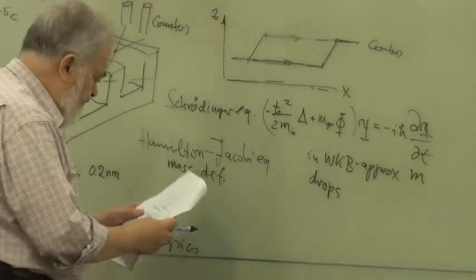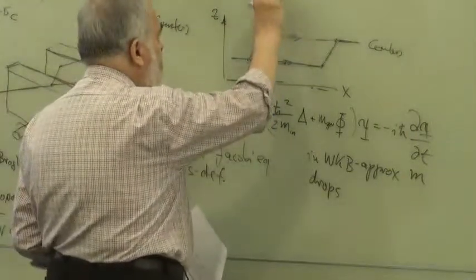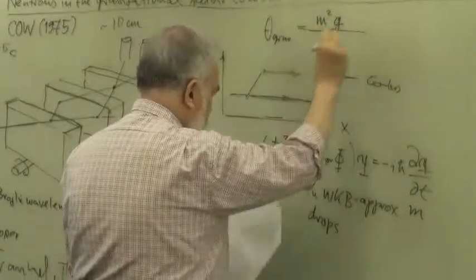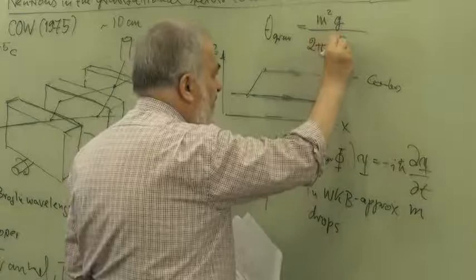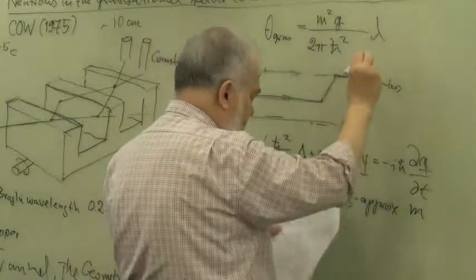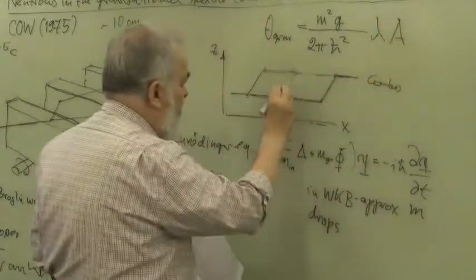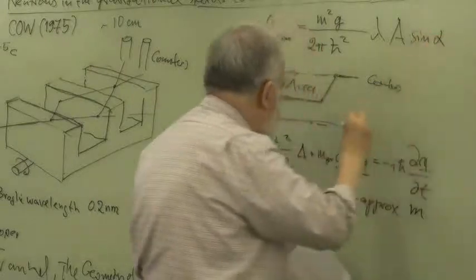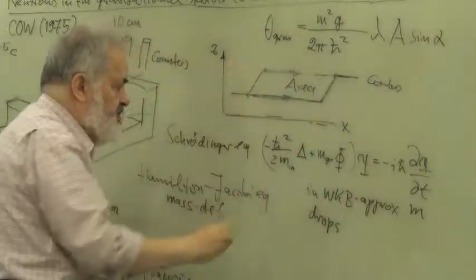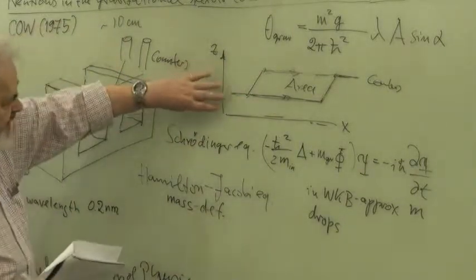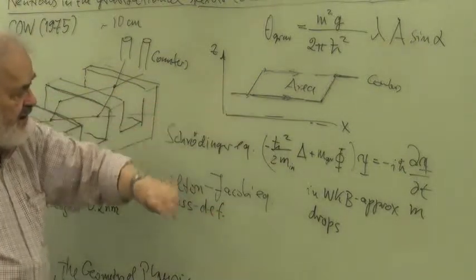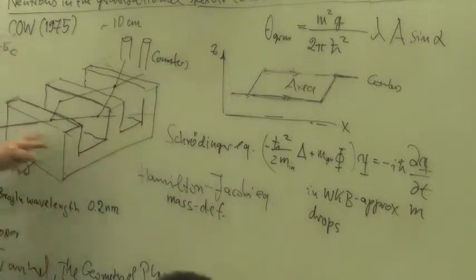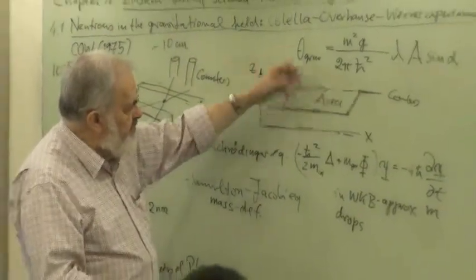the result is that you get a phase shift theta gravitational equal to m squared, this is the mass, times the gravitational acceleration g, over 2 pi h bar squared, times lambda, the de Broglie wavelength, times A, the area element of the area here, and sine alpha. Alpha is the angle between the normal of this area element and the gravitational field. Of course, if you rotate your crystal such that the area lies horizontally, then there is no effect. So the good thing in this apparatus is that you just measure this, and then you turn it around 180 degrees and measure it again. So you get a double effect, so to say.